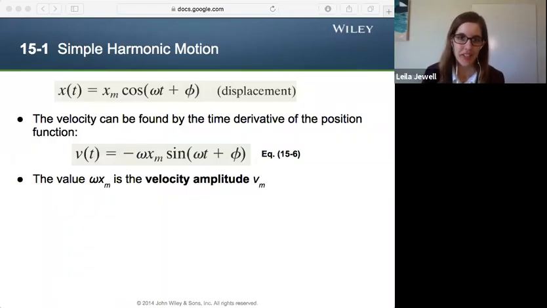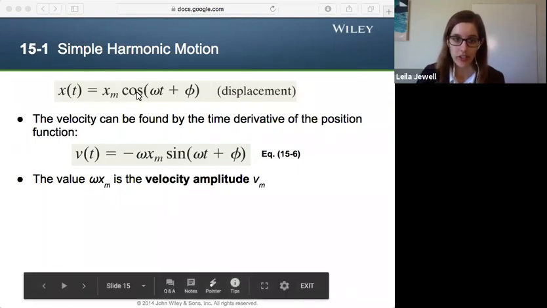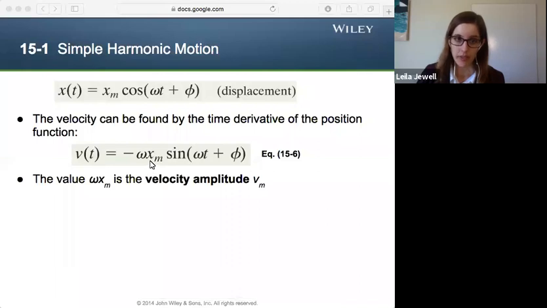Okay, continuing section 15.1, simple harmonic motion, we've seen the displacement as a function of time is this cosine function. Well, we can get the velocity as a function of time if we remember how that's related to displacement, that velocity is the derivative of position or displacement with respect to time, dx/dt. So if we take the derivative of x_m times cosine(omega t plus phi), we get our x_m again.